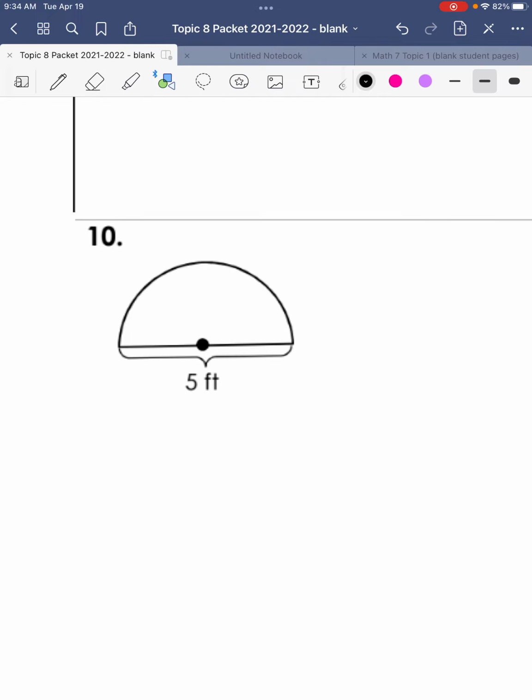So notice we've been given a diameter. I don't want a diameter. I need a radius. So if my diameter is 5 feet, my radius is going to be half of that. 5 divided by 2 is 2.5. So I know that my radius is 2.5 feet.